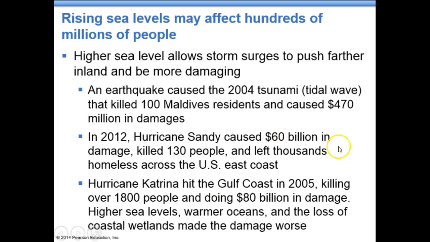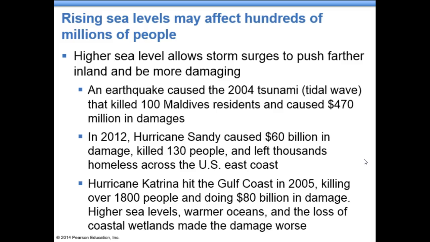So the higher the sea level is going to allow the storm surges to push further inland, and that's going to mean more damage. In 2004, there was an earthquake that created a tsunami, which we know is a tidal wave, that killed about 100 Maldives residents and caused about $470 million in damage. Again, an extreme weather event.